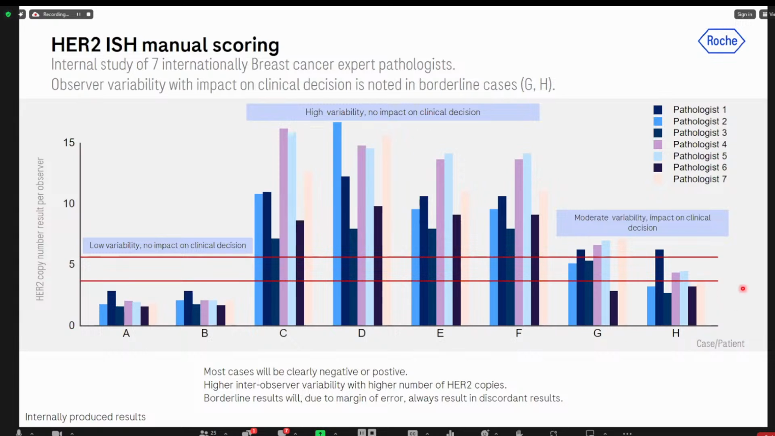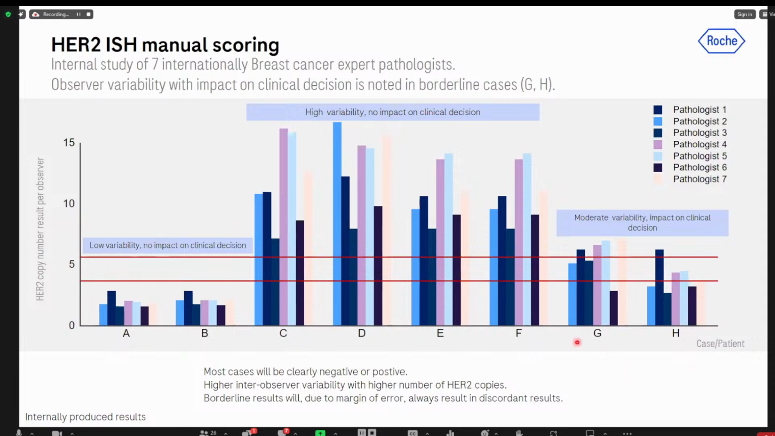But in these borderline cases, where we only have slightly elevated HER2 copy numbers, so between 4 and 6, you can see that even the real experts, some will end up calling this amplified, some will end up calling this equivocal, and depending on the ratio, it might be a group 2, 3, or 4, and a few will call them negative.